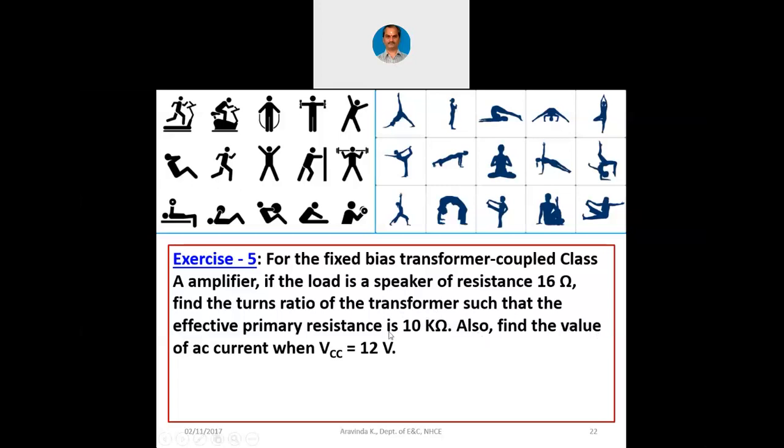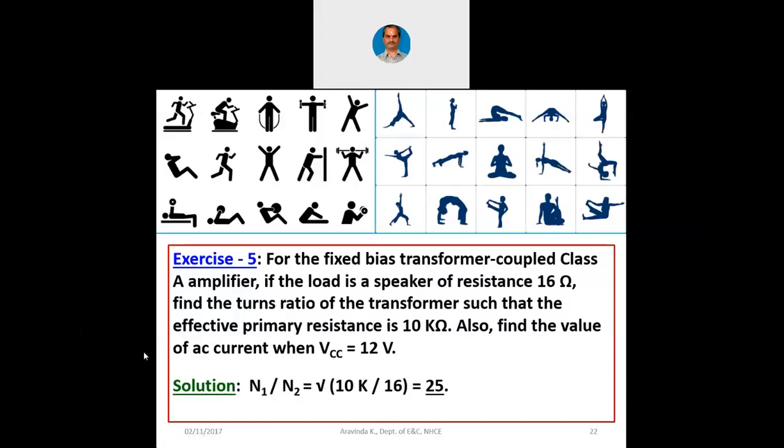Now the next part is find the value of AC current when VCC is 12 volts. Let us solve this exercise, which is quite simple. Solution, we have to find out the alpha now. N1 by N2 is square root of 10k by 16 as per our previous derivation. The primary resistance is 10 kilo ohms, secondary resistance is 16 ohms. So it is R1 by R2, its square root, because there was the term of N1 by N2 whole squared. So N1 by N2 is supposed to be now 25. Means if N1 is 10 turns, N2 is supposed to be 250 turns.